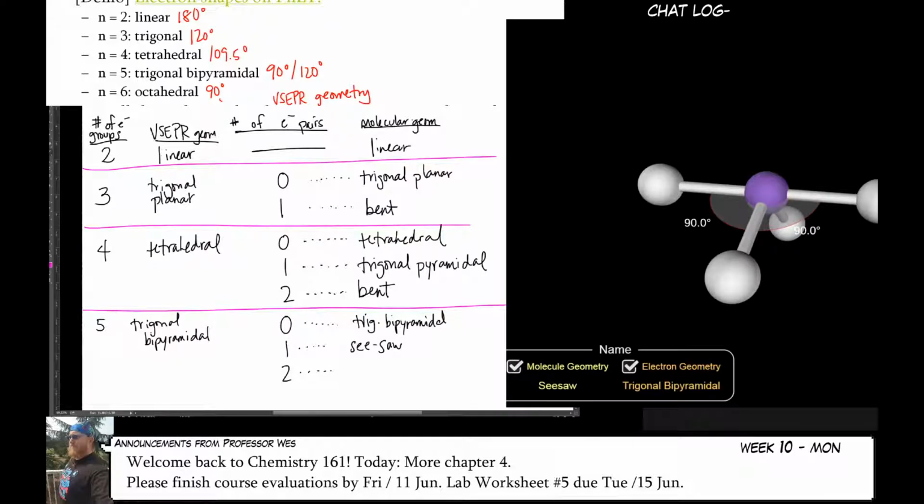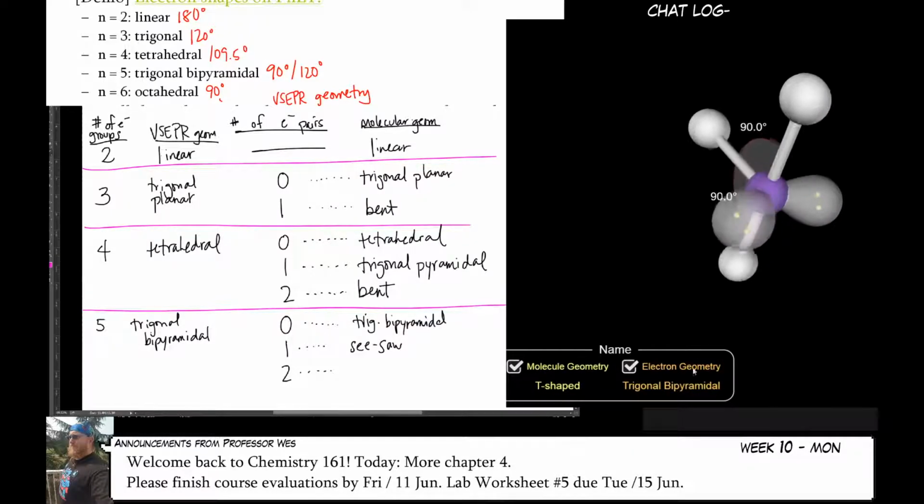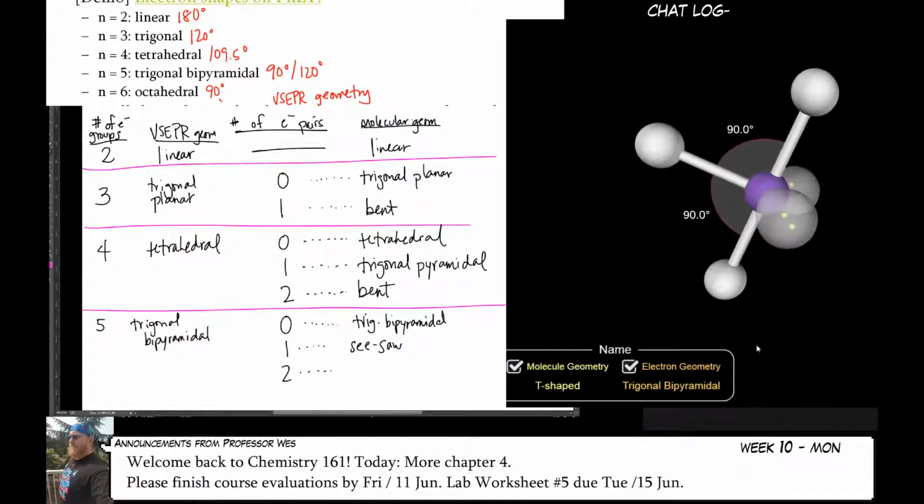All right, if I have 2 electron groups around the central atom, you'll notice that the second one takes another position on the triangle.